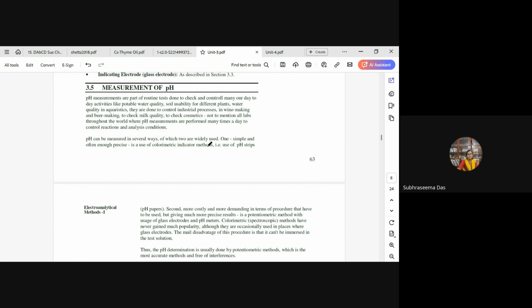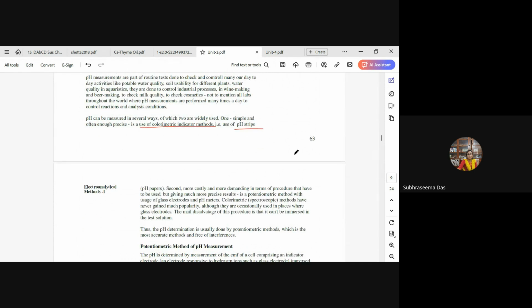So pH can be measured in several ways. Here, two processes have been discussed. One is the simple use of a colorimetric indicator method, that is the use of pH paper, or we call it a pH strip. The second is the potentiometric method involving the pH meter, that is the glass electrode and pH meter. The colorimetric method is not as popular, because with a digital pH meter we can immediately know the pH of the solution. This is why as of today we are focusing on the digital pH meter.